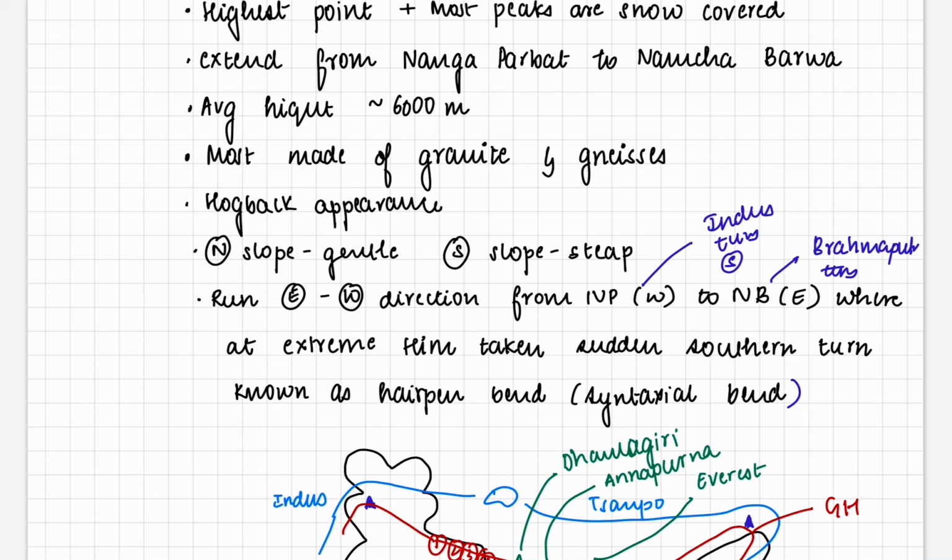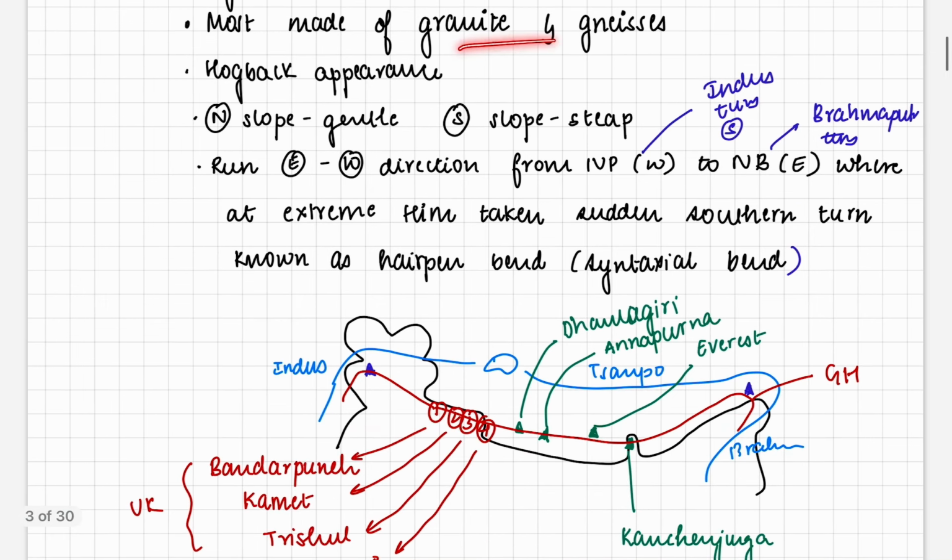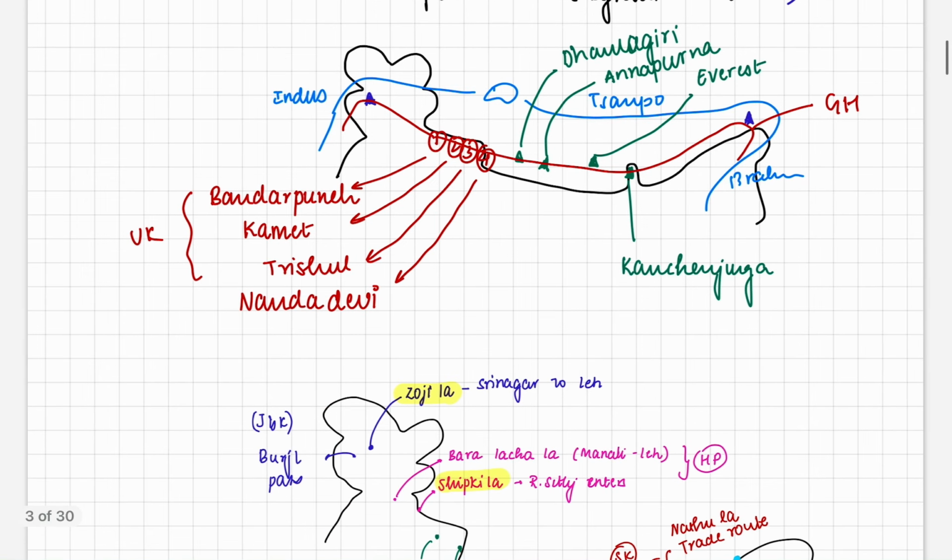They extend from Nanga Parbat to Namcha Barwa. They are mostly made up of granite and gneiss. They have a hogback appearance, that is ridge and valley. Again, the northern part is very gentle and the southern part is very steep. They run from east to west, from Nanga Parbat to Namcha Barwa, where the two rivers take a sudden southward turn.